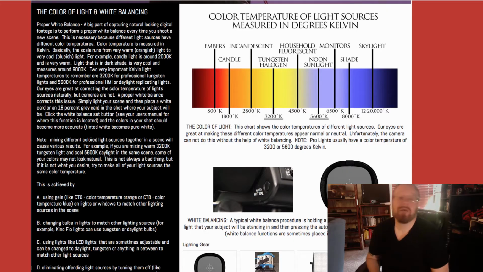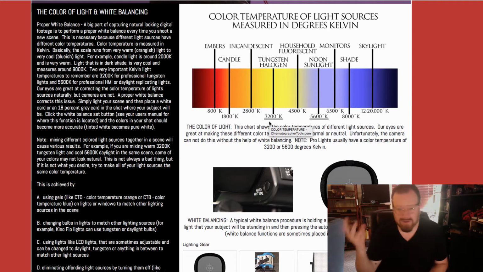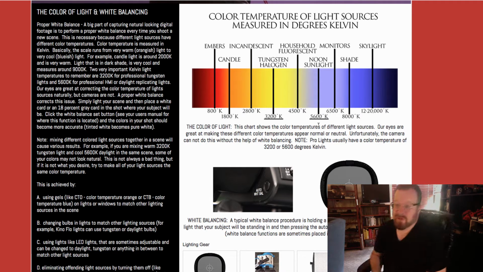Different color temperatures. We'll go into that really quick. Okay, so color temperature is measured in kelvins, which is a measurement of the hue of the light. So we can see on this chart some of the major ones you want to remember are tungsten, which is sort of indoor light. That's 3200 Kelvin. And then noon sunlight is 5600 Kelvin.